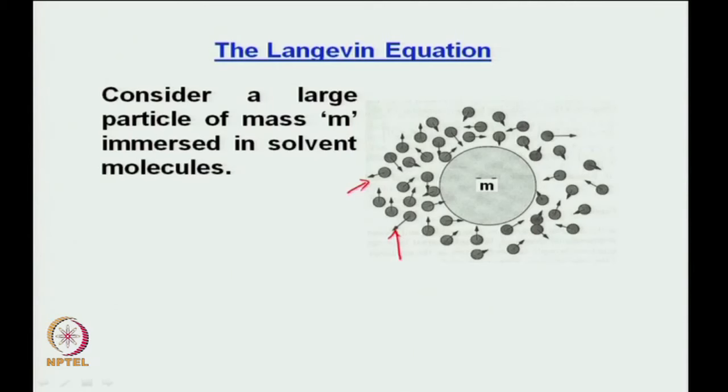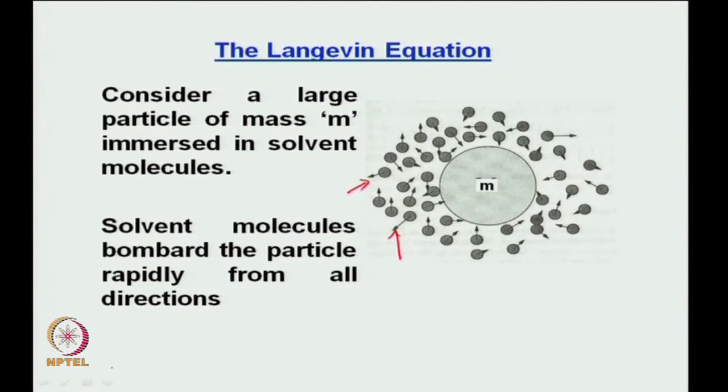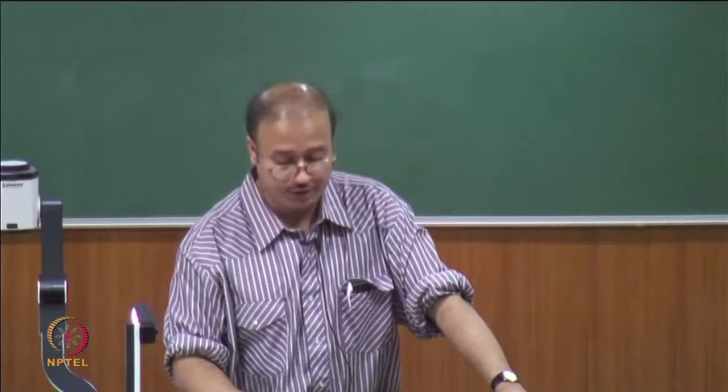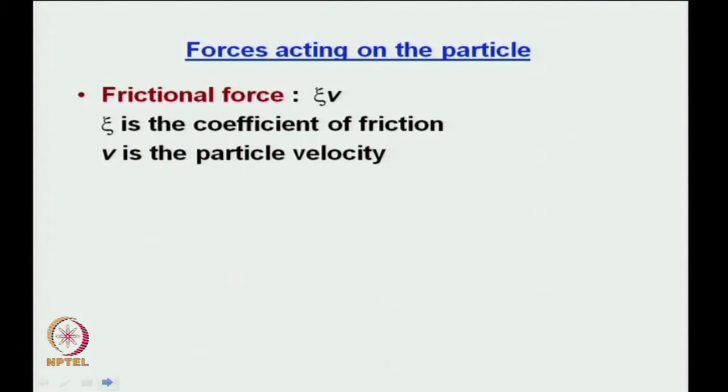Okay. Now next, as I said, solvent molecules bombard the particle rapidly from all directions. Now what is the result then? Let us consider the forces acting on the particle. Obviously one is frictional force, because your solvent would have a certain viscosity, it would give rise to a certain friction, and this we have seen before. So here xi is the friction coefficient and v is the particle velocity.